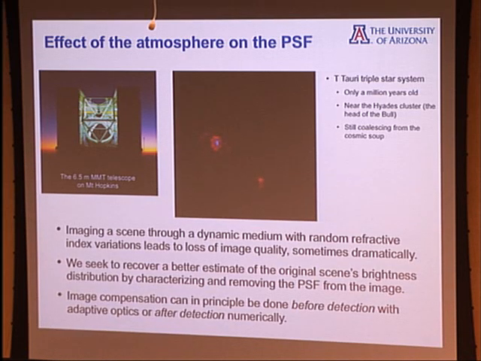And this is an image, more or less real time, of a star in T Tauri, it's called. It's the archetype for a class of very early stars. It's only about 1 million years old. It's still forming from the cosmic soup. It's a triple star, at least, and this is the primary component that you see if you look up there with a pair of binoculars. It's too faint to see with the naked eye.